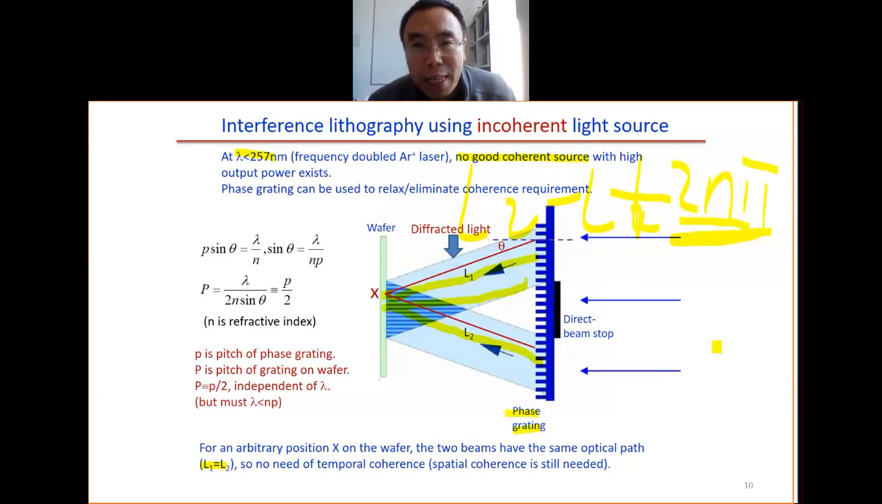So the key is that the distance between the wafer and the grating should be far bigger than the size of the grating. So the distance here should be maybe 100 times the size of the grating. Then we will have what we want. We will have this formula.